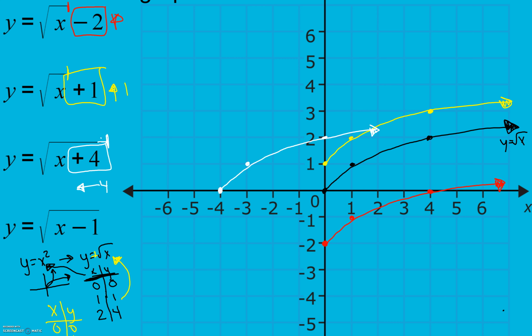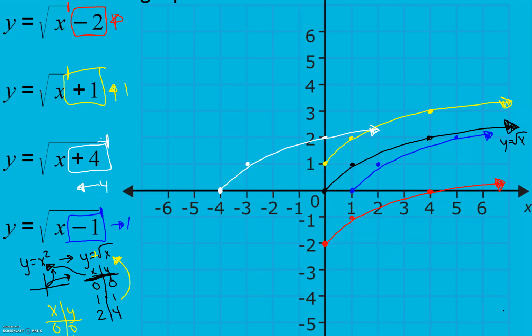And the last one here, the -1 is inside my square root. It's going to move me right 1. Because it's inside, it is a horizontal change. -1 means I'm going to go right 1. From my base point, I'm going to go over 1, up 1, over 4, up 2. And connect our dots. Kind of missed there, but general idea.